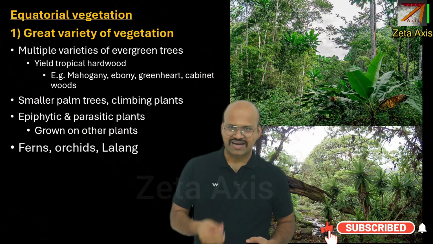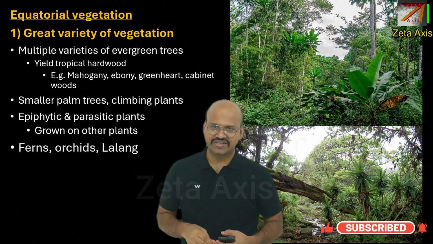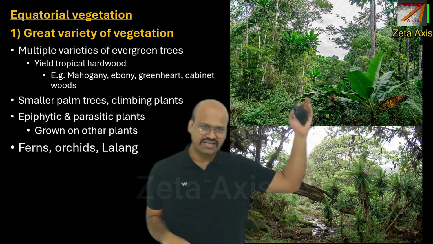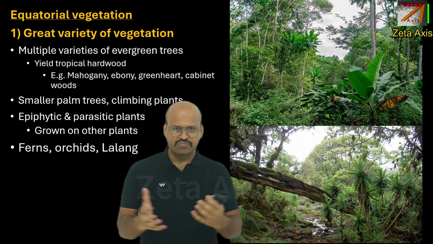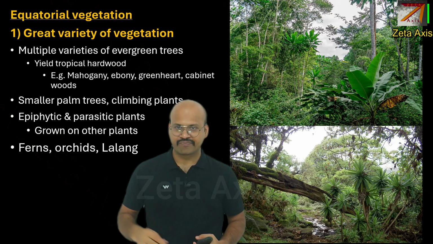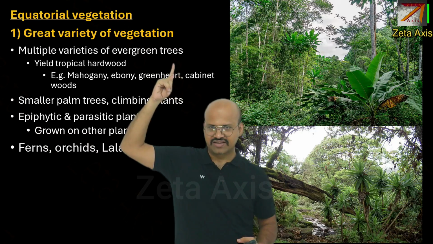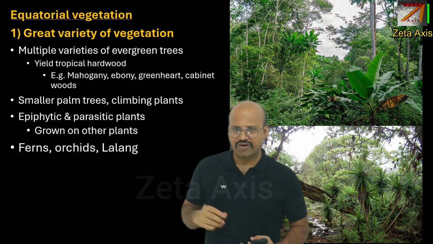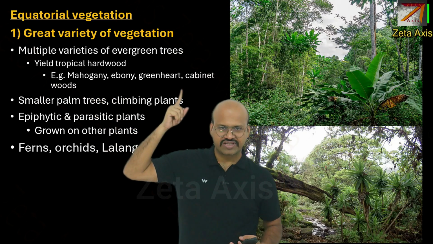Now, let's understand the types of equatorial vegetation. First, there is a great variety of vegetation. We can see in these images that within a small area we see very distinct types of trees. Multiple varieties of evergreen trees are there. They yield tropical hardwood. So the wood that we get from here is hardwood, and these are some examples of these kinds of trees.